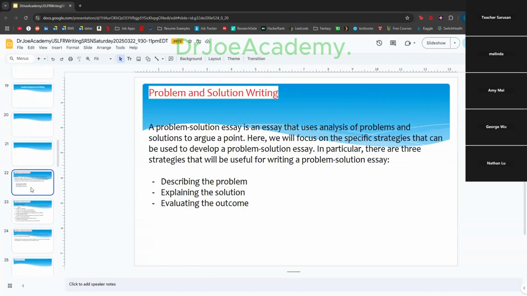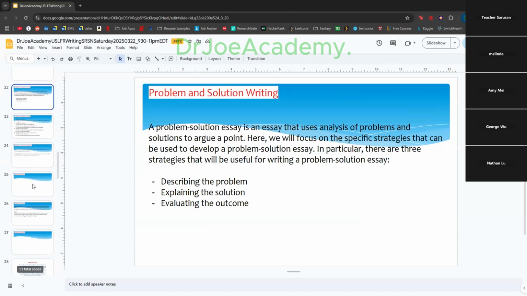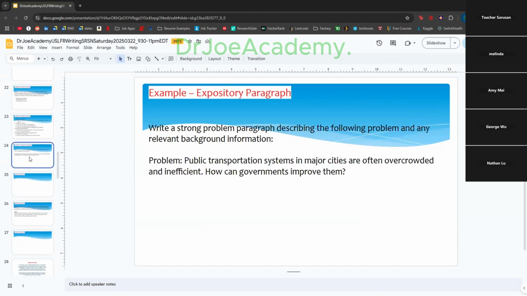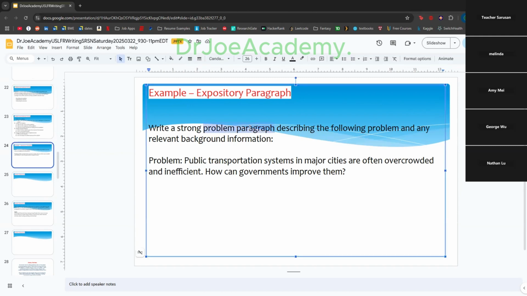Let's move on. Let's check out our problem and solution writing. I think you guys worked on an exercise last week, so I'm going to skip the exercise. Let's check out another exercise. This one we're going to be working on writing a problem paragraph. We're trying to get a good hang of perfecting this writing style, so please try your best to write a very strong, very detailed, and very well organized answer here. So you're only writing a problem paragraph, so no solution, just problem.